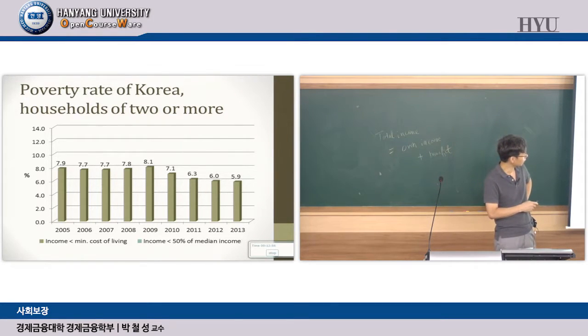If you look at, for example, own income, then the poverty rate is higher. So that's the thing.